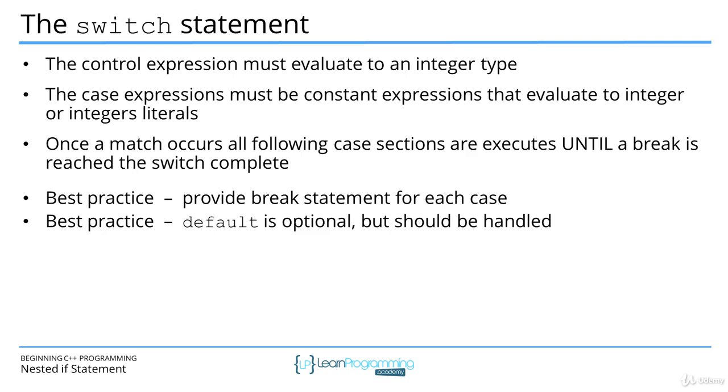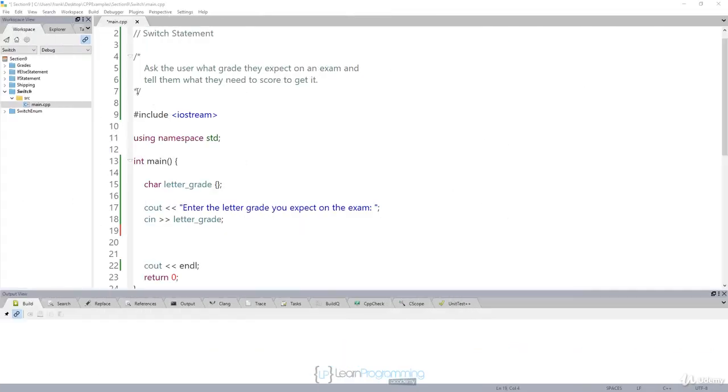Let's head over to the IDE and see some switch statements in action. I'm in the IDE in the Section 9 workspace in the Switch project. What we're going to do is a little program that uses a switch statement. We're going to ask the user what grade they expect on an exam. That'll be a character, A, B, C, D, F. And we'll tell them what they need to score to get it.